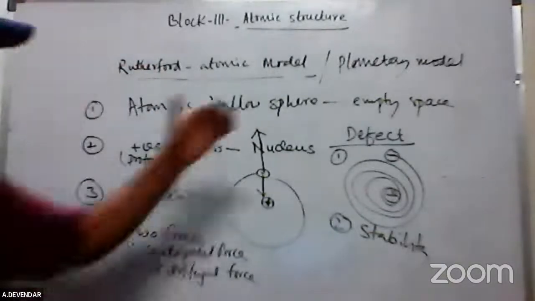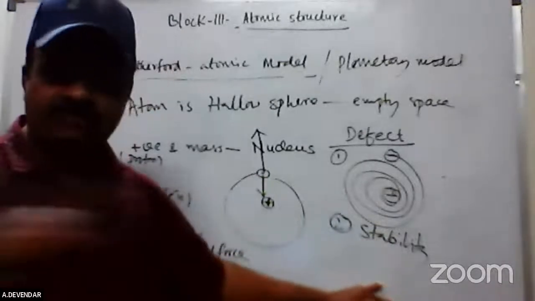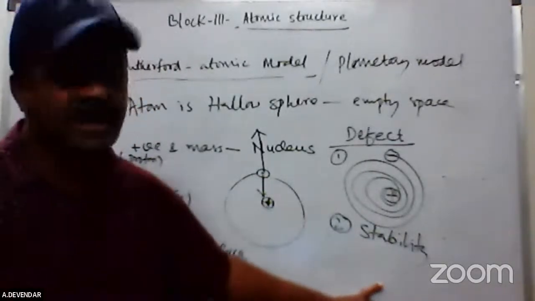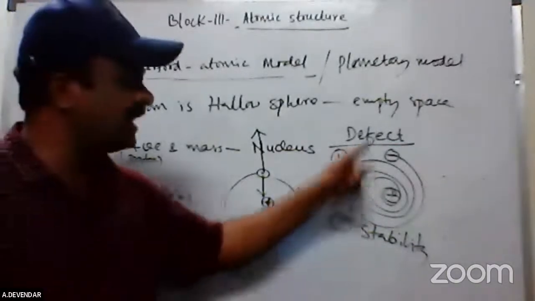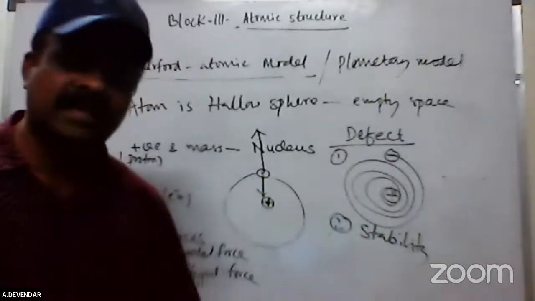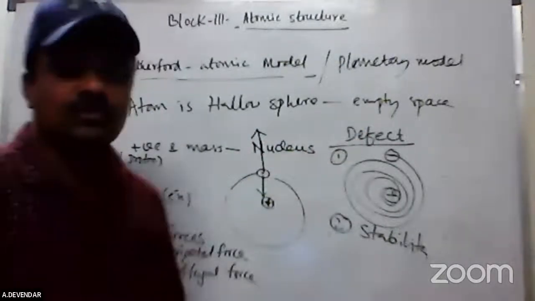In these assumptions, there are some defects. The defect is that stability is not explained. How is the atom stable? Without stability, you can't say. And next, if it is a spiral path, according to electromagnetic theory, the oppositely charged electron revolving means that it definitely loses energy. That is also not explained. So there are two defects.